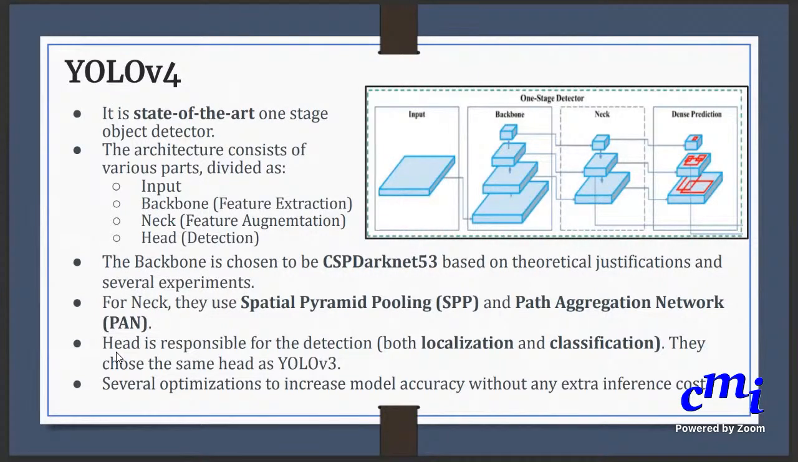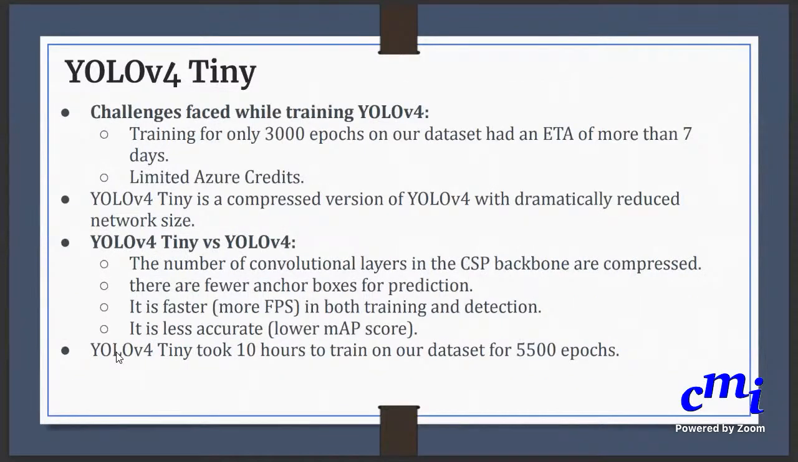the next is the head, which is responsible for detection, which consists of both localization and classification. For the head, they're using the same as that of YOLO V3 only. And they have also made several optimizations to increase the model accuracy without any extra cost in inference.